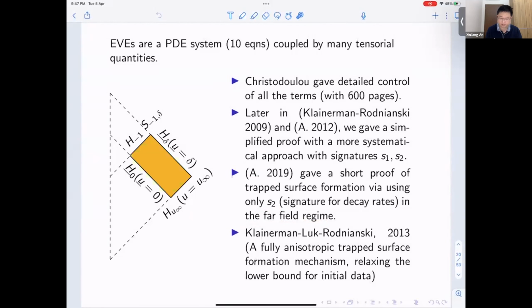There's another very important result by Klainerman, Luk, and Rodnianski, and they showed a fully anisotropic trapped surface formation mechanism, where they really relax the lower bound assumption for the initial data. Because for the work here, we need both the upper and the lower bound to be roughly the same, but they can relax the lower bound a lot. I will talk more about this here.